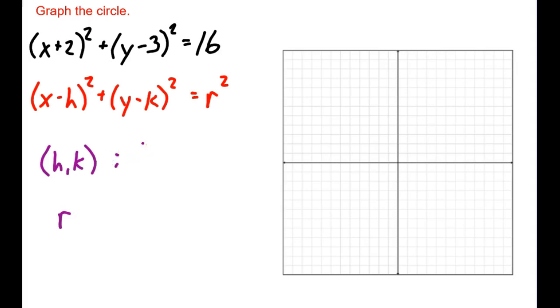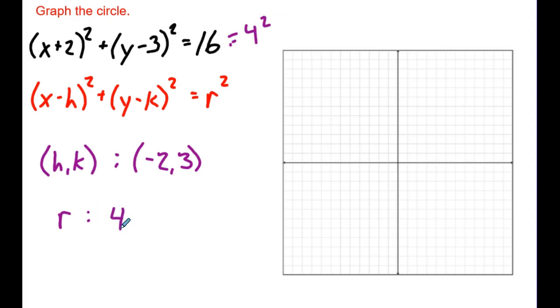So in this case, the value of h is going to be negative 2. We have to think of this as x minus some number. So if this is x plus 2, that's the same as x minus a negative 2. And then the y value, or the k value in this case, is going to be 3. The radius, we have to look at this value of 16. That is the same as 4 squared. So our r value in this case is 4.